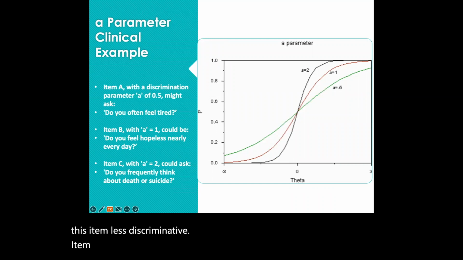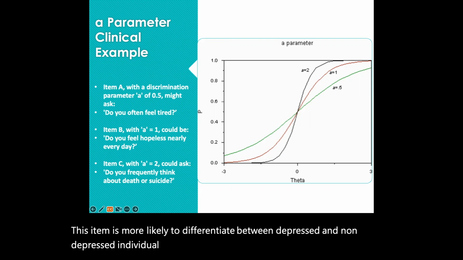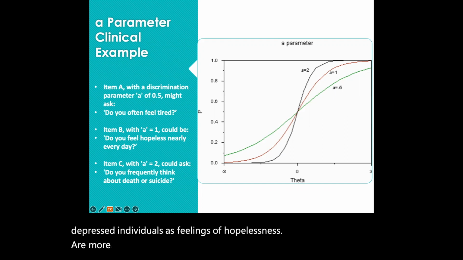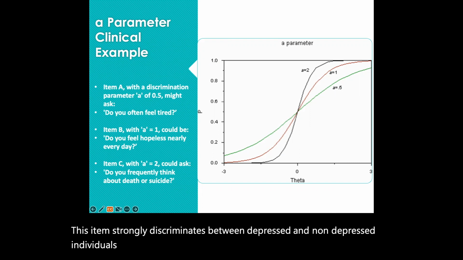Item B with A equals 1 could be, do you feel hopeless nearly every day? This item is more likely to differentiate between depressed and non-depressed individuals, as feelings of hopelessness are more characteristic of someone with depression. Item C with A equals 2 could ask, do you frequently think about death or suicide? This item strongly discriminates between depressed and non-depressed individuals, as this symptom is usually present in severe depression.